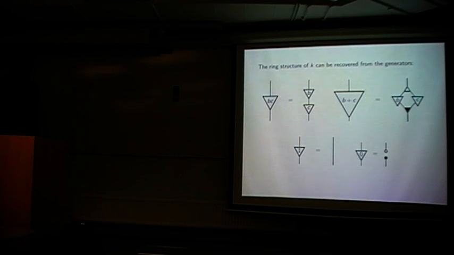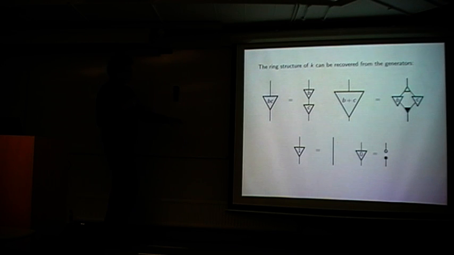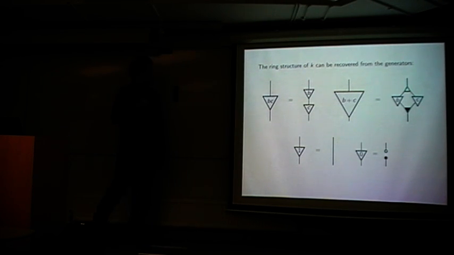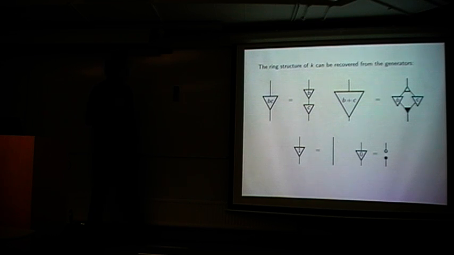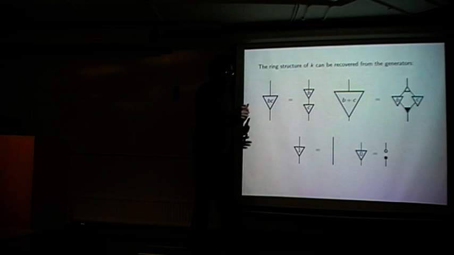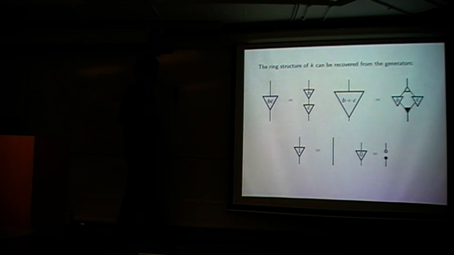There's more. We haven't even talked about scalar multiplication yet. And these axioms here concern scalar multiplication. That's what this triangle means here. And they say that the ring structure of our field K, that is multiplication, addition, 1, and 0, can all be recovered from the generators, from the other operations.